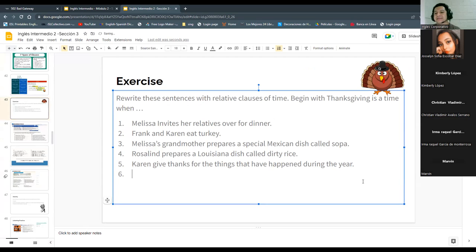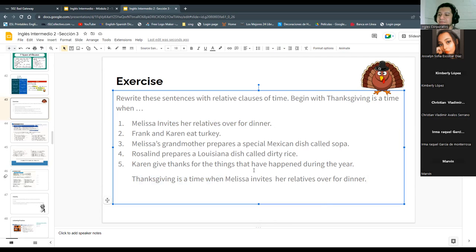Yo puedo empezar con Thanksgiving is a time when, y aquí cuando empieza el when, ahí pongo la otra, pongo la clause. When Melissa invites her relatives over for dinner. So Thanksgiving is a time when Melissa invites her relatives over for dinner. So Melissa invites her relatives over for dinner is the independent clause. Es la oración independiente. ¿Y la oración dependiente cuál es? Thanksgiving is a time when, y esta es dependiente porque no tiene sentido ella sola.